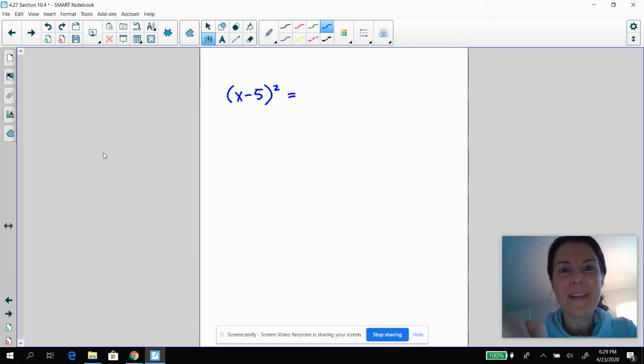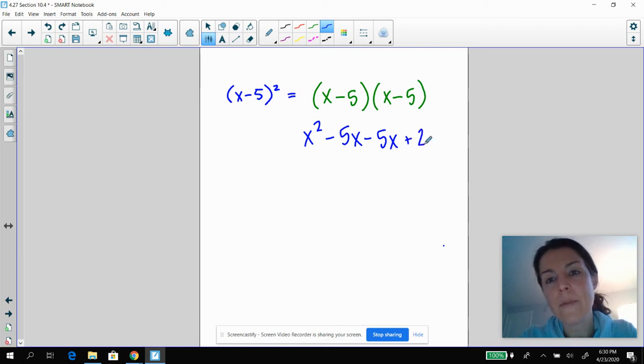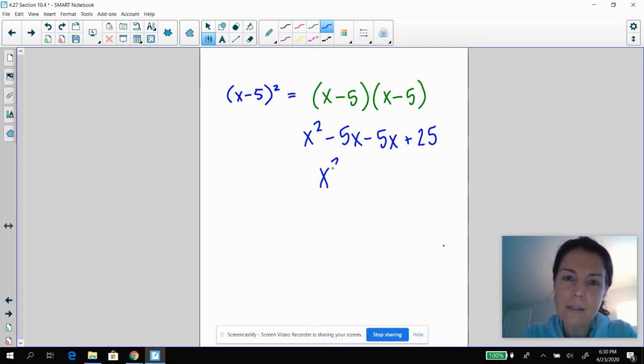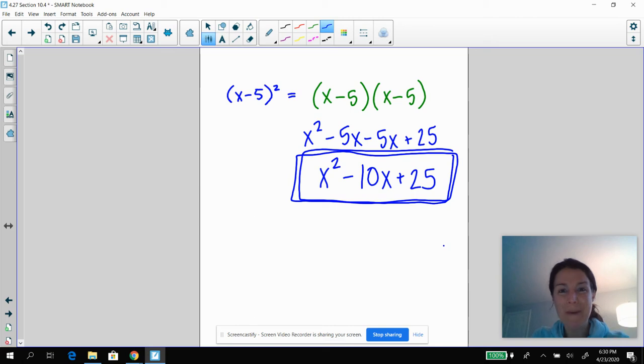Okay, so we're back. I'm going to write this out: x minus 5 times x minus 5. And I'm also going to FOIL this out. So I got x squared minus 5x minus another 5x and then plus 25. And if I simplify here, I get x squared minus 10x plus 25. This again is what we call a perfect square trinomial. If you didn't get this, pause the video, go back, and make sure you feel comfortable with getting this product.